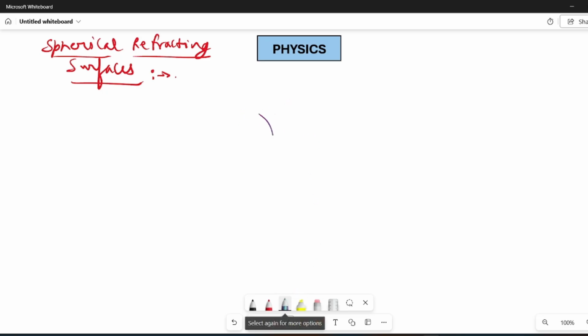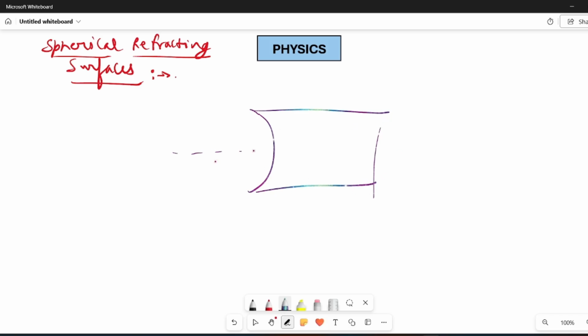If this is my refracting surface, there is going to be a principal axis, just like mirrors. So this line shows us the principal axis. Second, because of the curved nature of the outer surface, this curvature is going to have a center. And this distance is known as the radius of curvature, denoted by R.